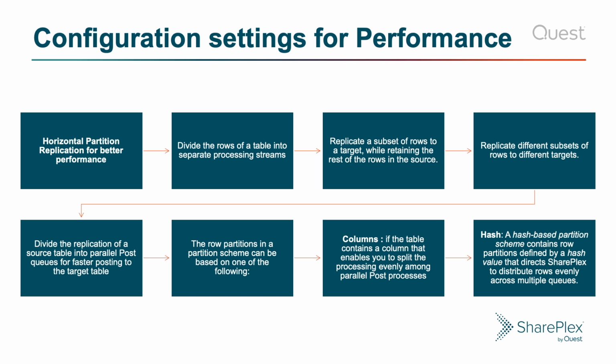The other one is the hash partitioning. So this is a hash-based partitioning scheme. This directs SharePlex to distribute the rows evenly across multiple queues.